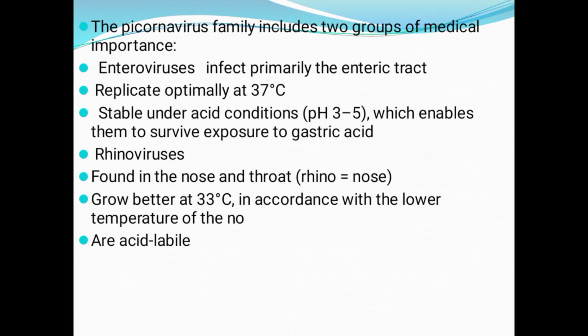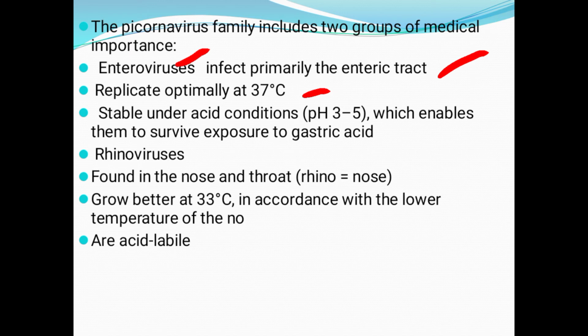Now, the Picornavirus family includes two groups of medical importance: one is the enteroviruses and the other is the rhinoviruses. First of all, we are going to discuss the enteroviruses. Why are they called enteroviruses? Because they infect primarily the enteric tract or the digestive tract. The optimum temperature for these enteroviruses is 37 degrees centigrade, so they can infect the intestine or the liver.